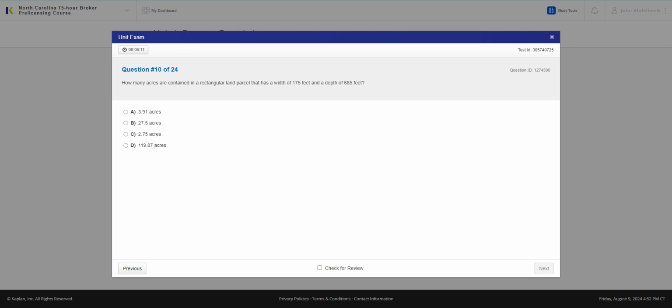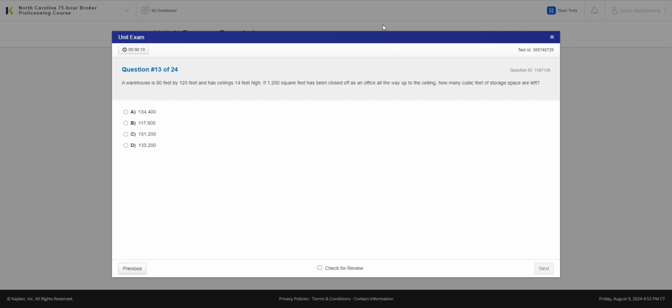So this one right here, we're going to take our square feet and convert it to acres. This one's number 10. Basically take 175 times 685, and that's going to give us 119,875 square feet. Then you divide that by 1 acre, which is 43,560 square feet, and that will give you 2.751, which equals 2.75, which is C.